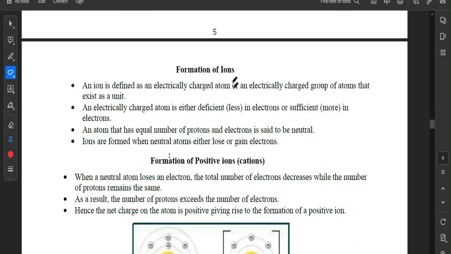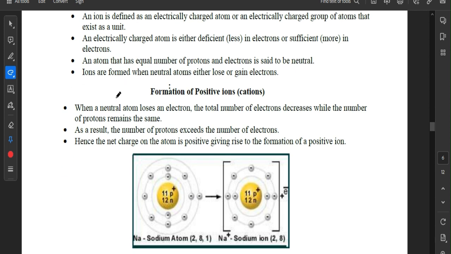Moving on. Formation of ions. An ion is defined as an electrically charged atom or an electrically charged group of atoms that exist as a unit. An electrically charged atom is either deficient in electrons or has excess electrons. An atom that has an equal number of protons and electrons is said to be neutral. This is because the positive and the negative cancel each other out.